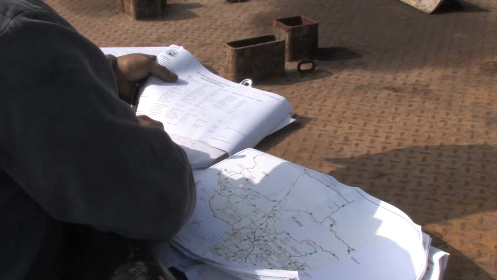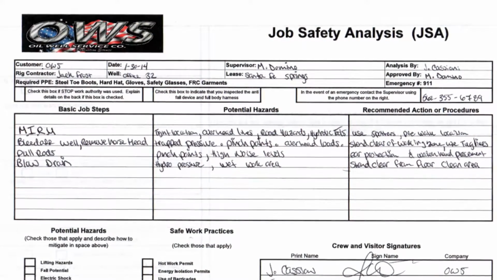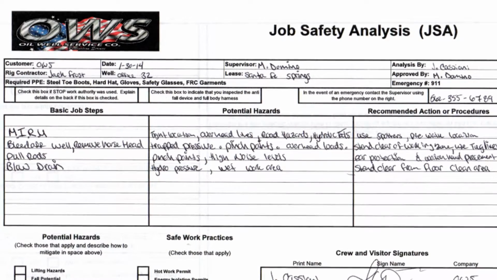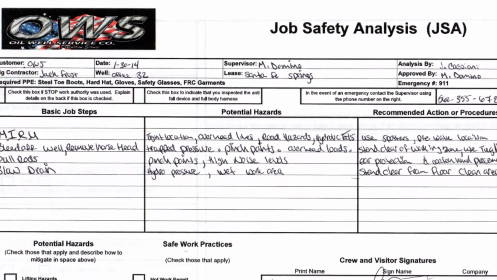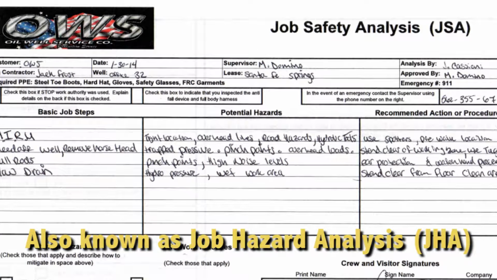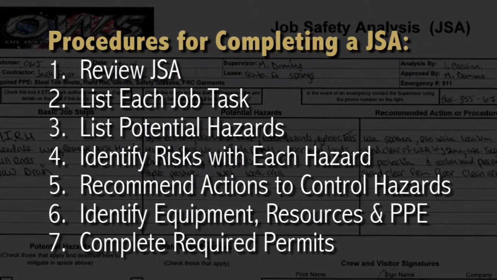Pre-planning the rig move is the responsibility of the rig supervisor. Before any job task is performed, the supervisor must complete a job safety analysis, or JSA, to identify the potential safety and health hazards existing during the various stages of the job. The JSA is also known as a Job Hazard Analysis, or JHA. Each stage of the job needs to be documented step by step. Follow these procedures for completing a JSA.